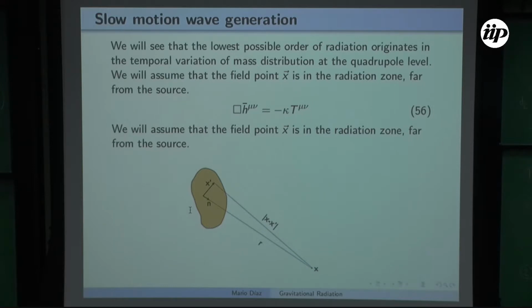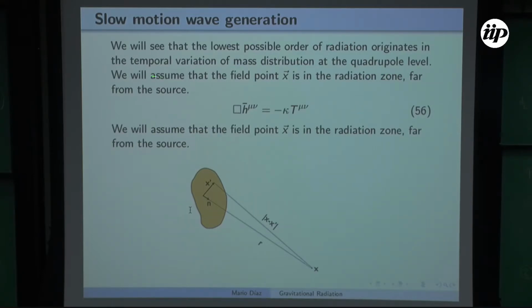The next few slides now. So we saw what the effect of a gravitational wave is, and we learned how it could be detected. How is it produced? That was a matter of debate for almost, I would say, 60 or 70 years. The lowest possible order of radiation, and this is what we're going to see, has to do with the mass distribution at the quadrupole level.